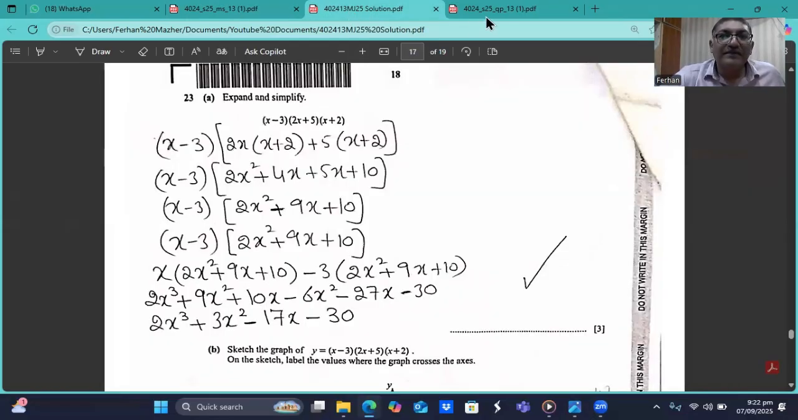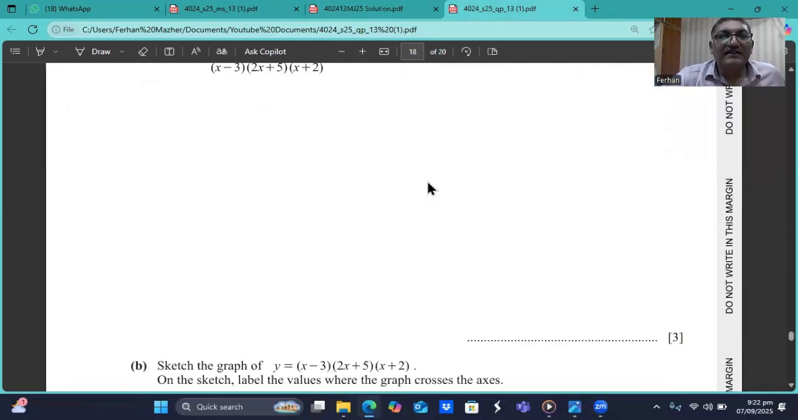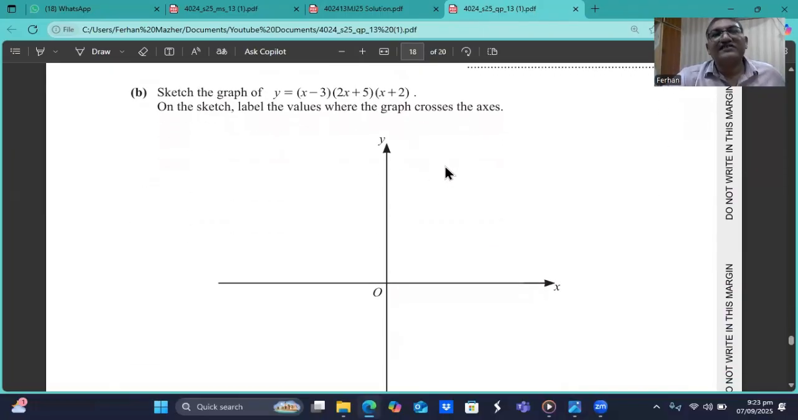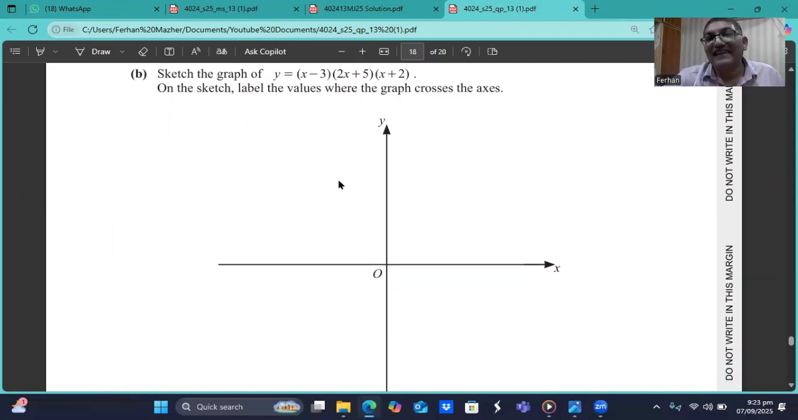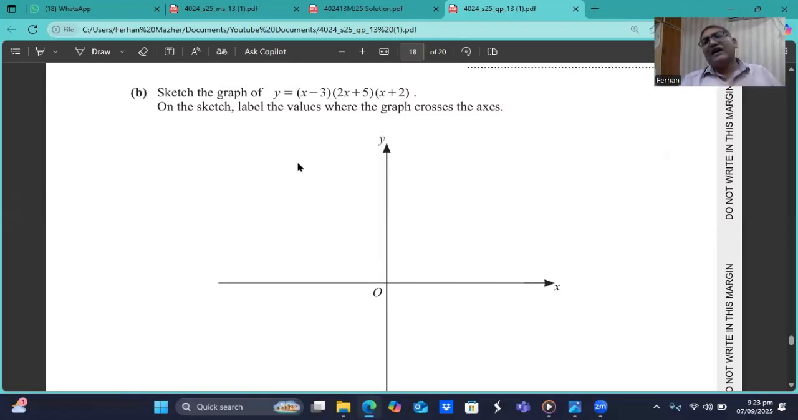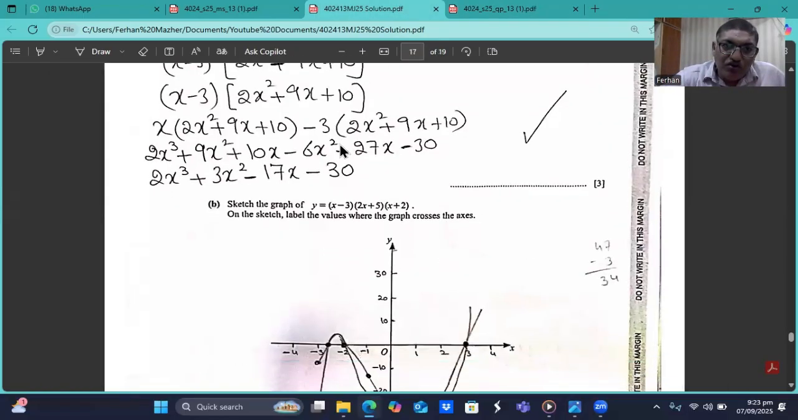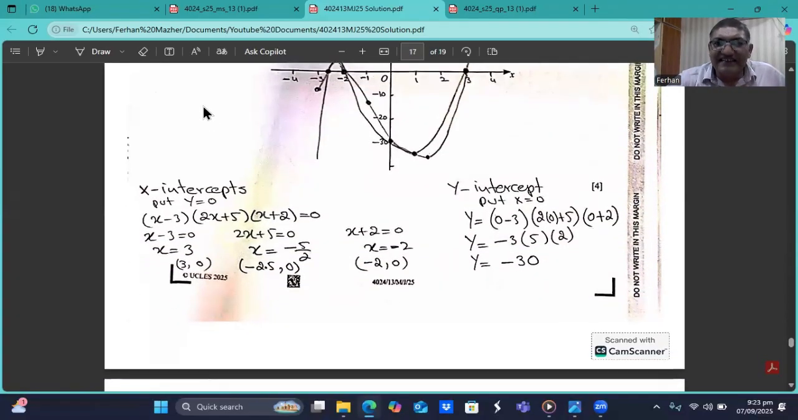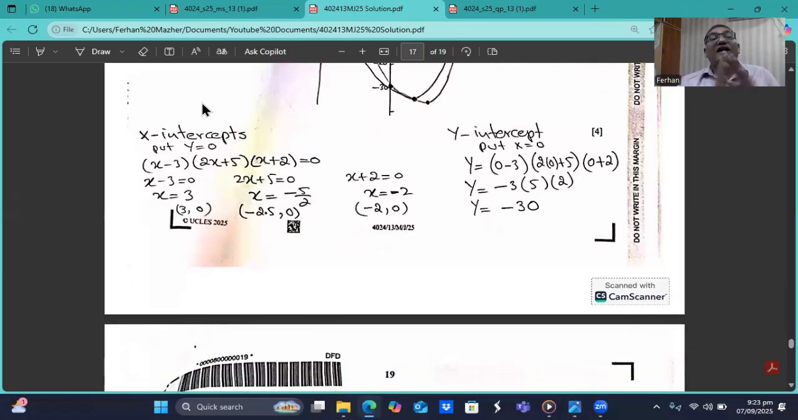So then we have, this was the question. Then he says, sketch the graph of y = (x - 3)(2x + 5)(x + 2) on the sketch. Label the values where the graph crosses the x-axis. When the graph crosses the x-axis in this equation, the y will be 0. So I need to know three things to draw the graph. I need to know the x-intercepts and I need to know the y-intercepts.